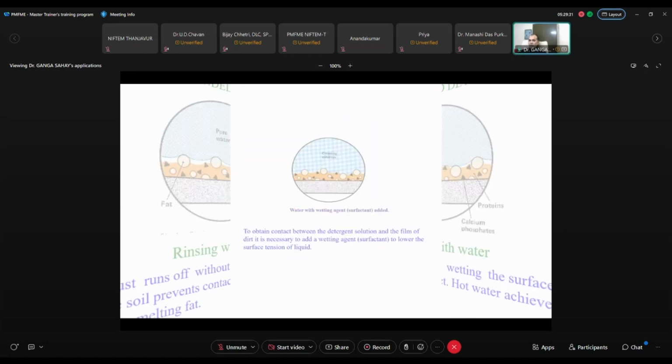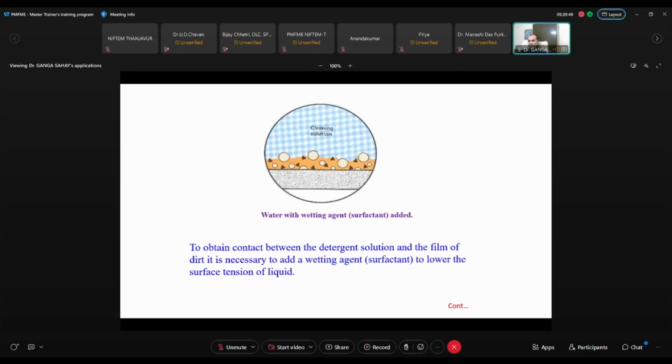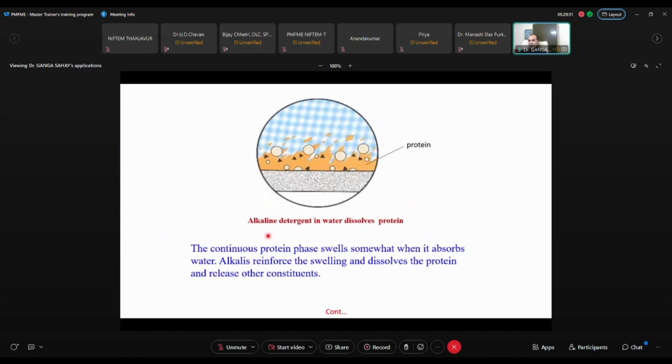Okay. So when we are sending some cleaning solution over this surface, what will happen? To obtain better contact between the detergent solution and the film of dirt, it is necessary to add a wetting agent like a surfactant to lower the surface tension of the liquid. So this will achieve better results. And then when we apply this alkaline detergent, the water dissolves the proteins. So we are having water with the alkali at higher temperatures, and likewise these proteins will get dissolved from this surface and come into the water.